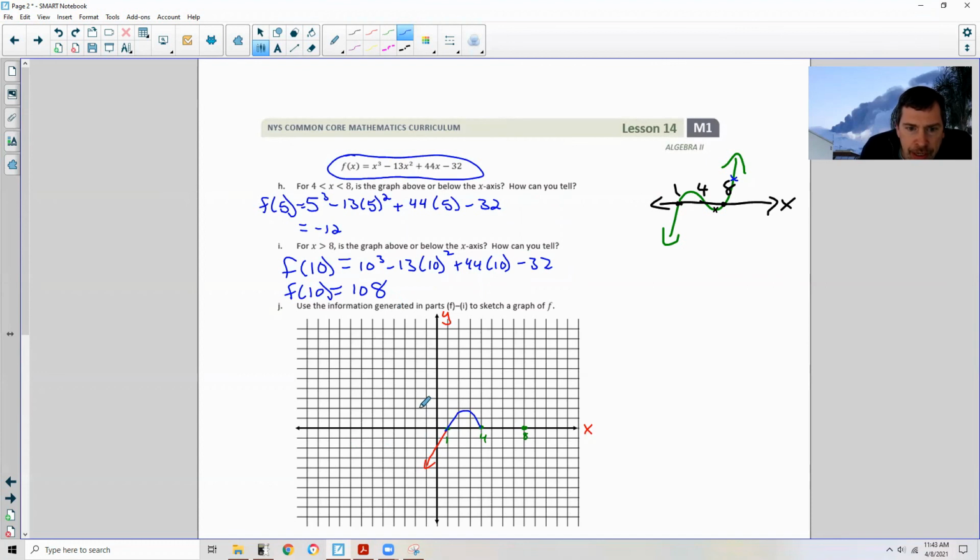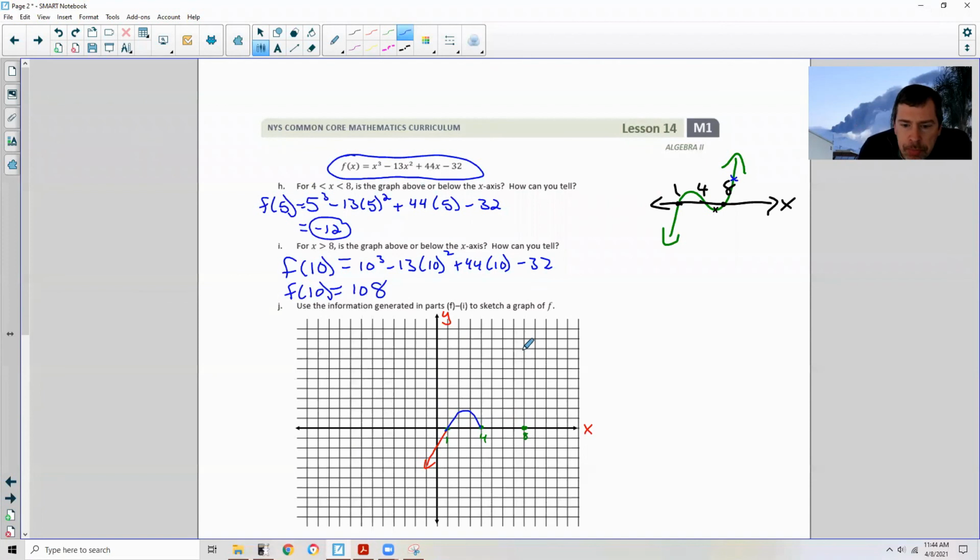Okay, so that was F, that was G. So H says between 4 and 8, that's what that means. X is greater than 4 and less than 8. We are in this region here. From here to here, we got negative values, okay?